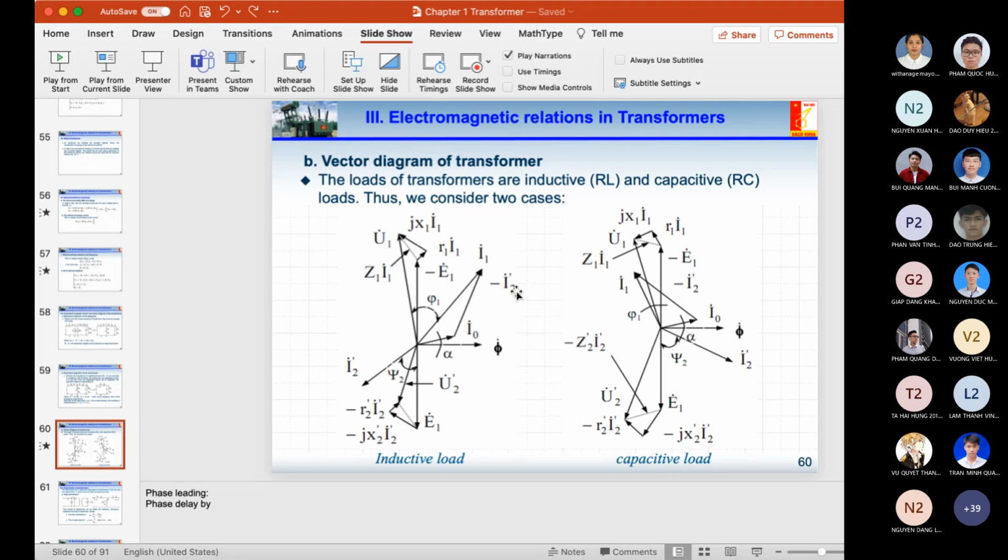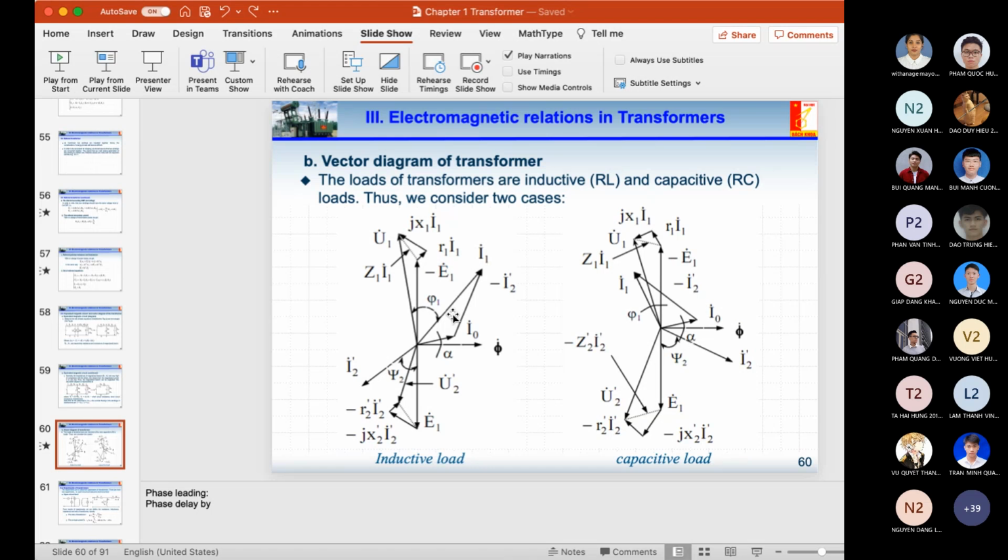For doing that, we have to base on the voltage balance equation and also the current balance equation. You can forget everything appearing in this vector diagram. First of all, consider the transformer not connected to the load. When we apply the voltage to the primary winding, the secondary winding is not connected to the load.